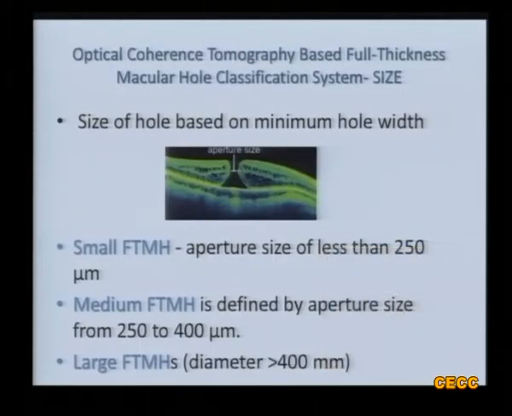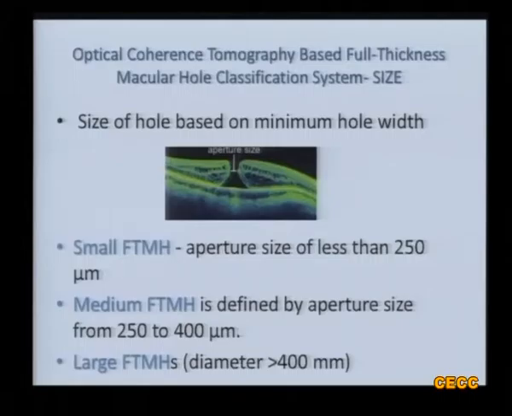And OCT also helps us to measure the size of the macular hole, and what you take into consideration is the minimum hole diameter. It is the line that is between the most convex portions of the edges of the macular hole, which is drawn parallel to the retinal pigment epithelium. And based on the size of this hole, we can classify it into mainly three types. One is small, where the size is less than 250 micrometers, medium, where it is between 250 to 400 micrometers, and large full thickness macular holes more than 400 micrometers.